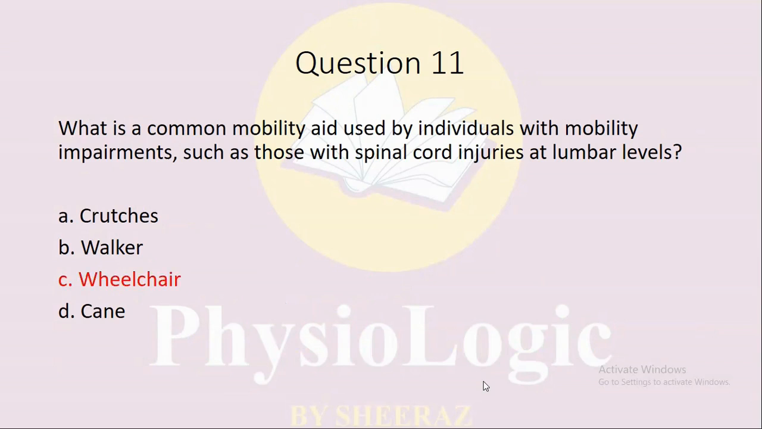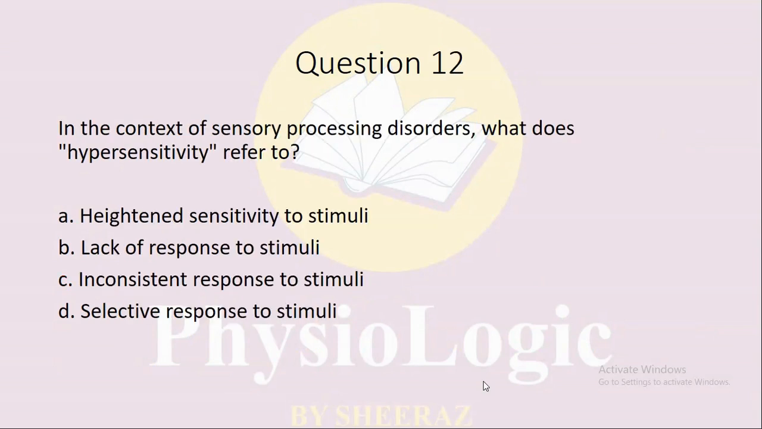When there is spinal cord injury at the lumbar level, it makes it difficult to walk independently using crutches or walkers. So wheelchair is commonly recommended for those having spinal cord injuries at lumbar levels.